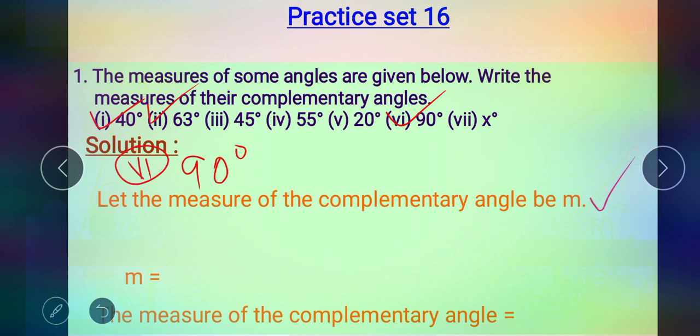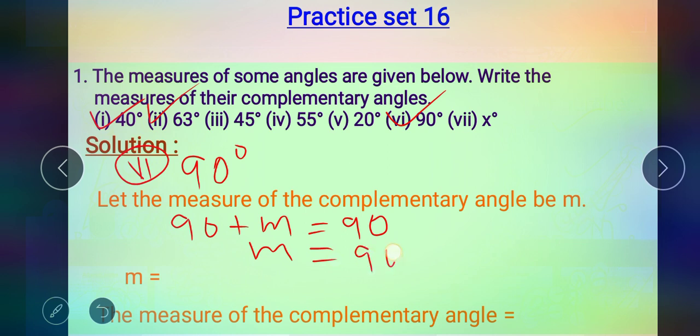So here I'll do it in the same way. The measure of the complementary angle is m. The addition of complementary angles should be 90 degrees, so 90 plus m is equal to 90. This 90 is addition over here; when you change the side, it will become subtraction, and we'll get m is equal to 90 minus 90. 90 minus 90 is 0 degrees. So the measure of the complementary angle will be 0 degrees.